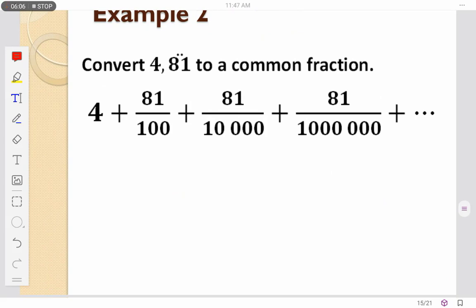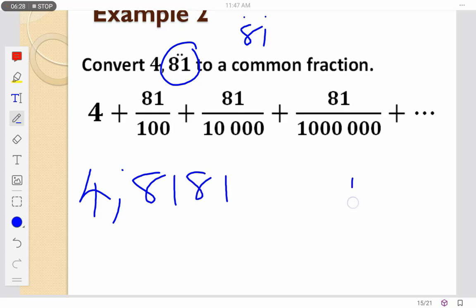Okay, so in this example, it's asking us to convert 4.81 recurring to a common fraction. The dots mean it's recurring. So it's like we have 4.8181818181. That's what it means.